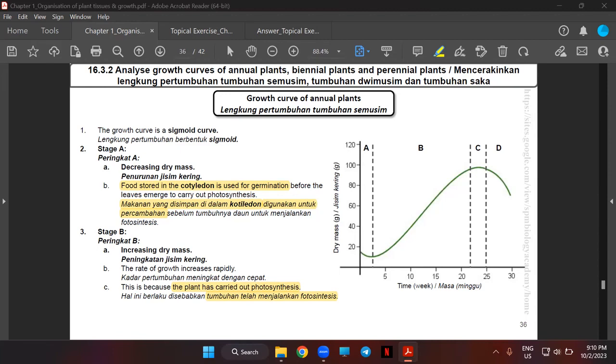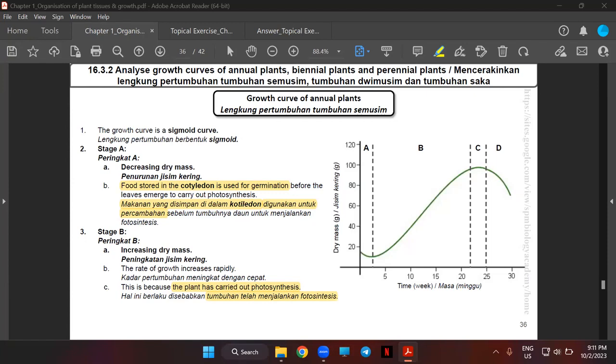Punirdan. Stage X where food in cotyledon used for germination before leaf emerges, Punirdan, bukannya before plant emerges. Silap tu, before leaf emerges. Before carrying out photosynthesis tak perlu. Proceed tak perlu. Punirdan, are you clear? Yes, sir.